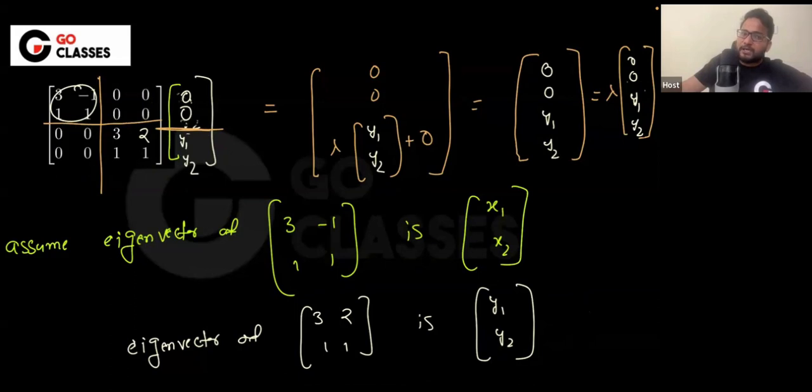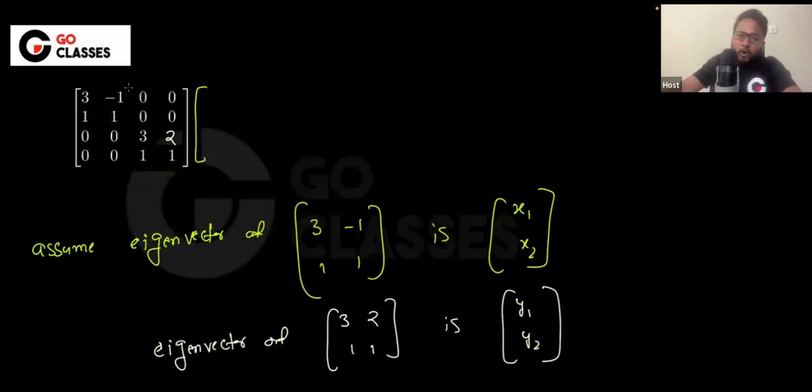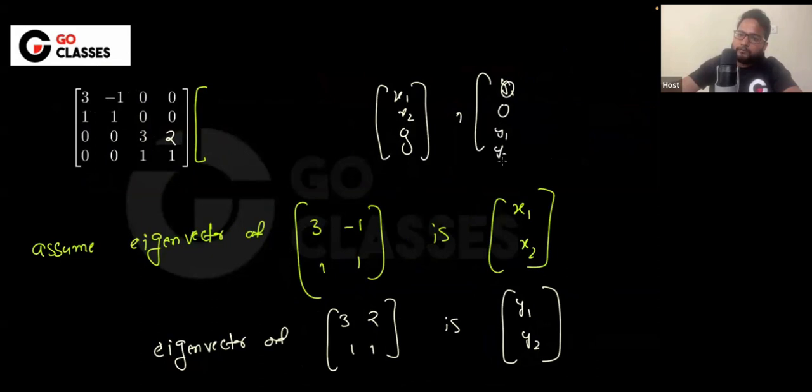So basically, if you know the eigenvectors individually of this, then ultimately for this diagonal matrix, the eigenvector of the whole matrix will be of this form. What form? x1, x2, 0, 0, and sorry, 0, 0, y1, y2. Okay. Hope you understood, right?